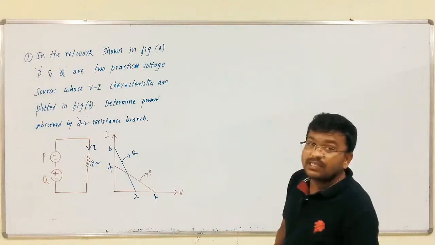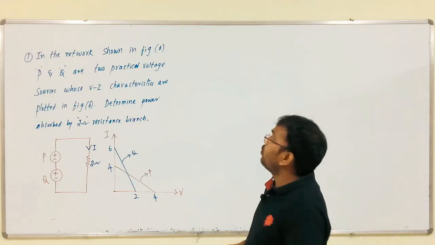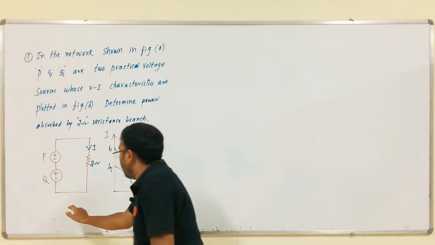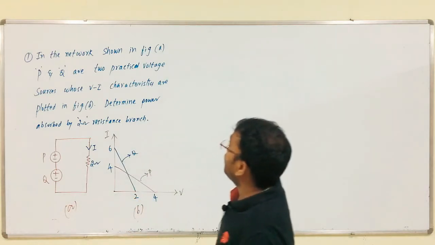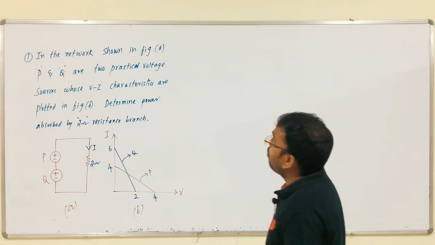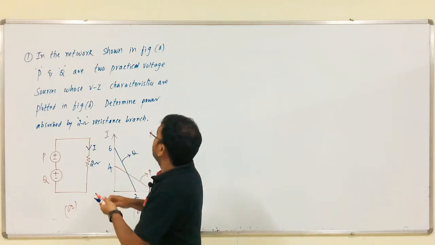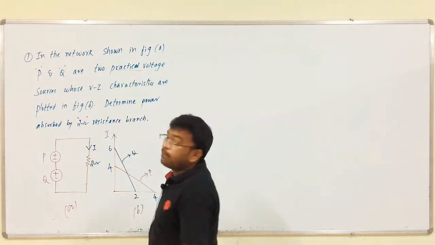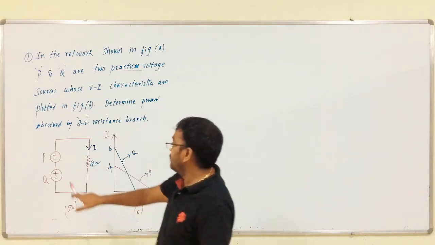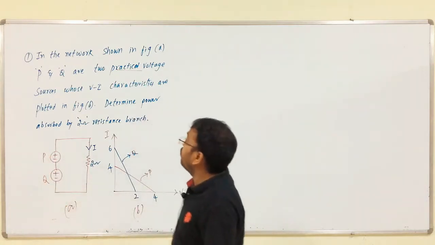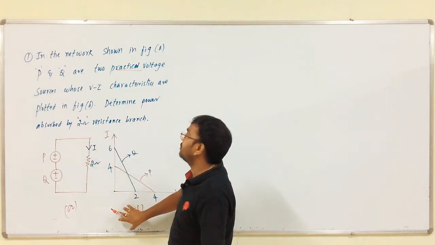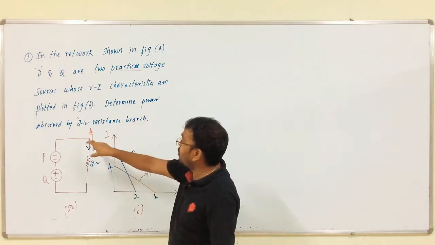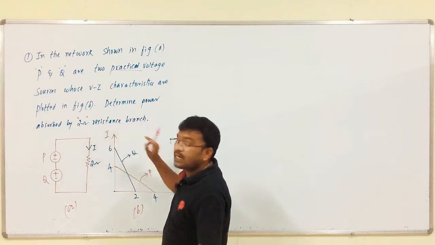First we have to discuss this problem. In the network shown in figure A, this is figure A, this is figure B. In the network shown in figure A, P and Q are two practical voltage sources whose VI characteristics are plotted in figure B. So, determine the power absorbed by the 2 ohm resistance branch.